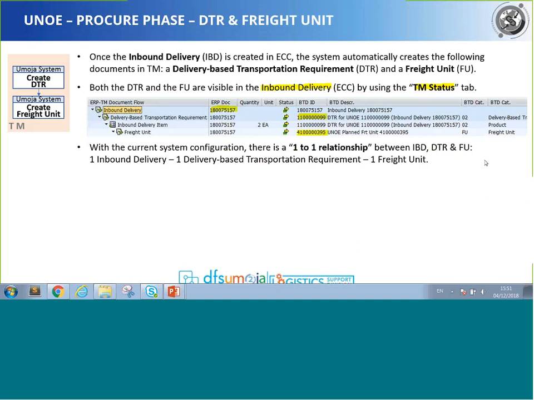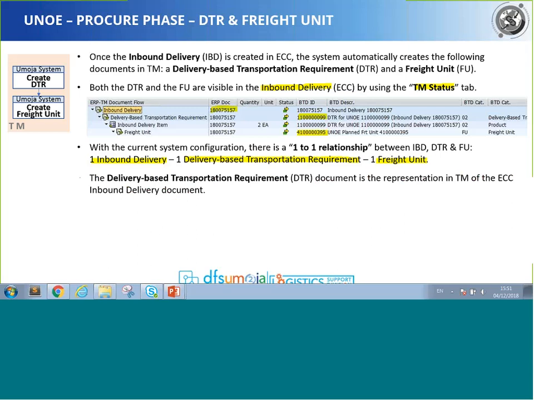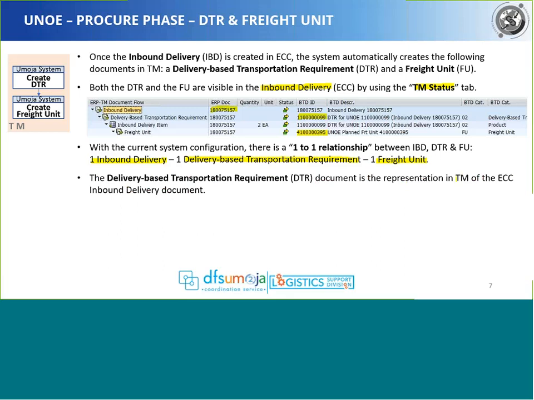With the current configuration, there is a one-to-one relationship between inbound deliveries, DTRs, and freight units, meaning that for each inbound delivery, the system will create one DTR document and one freight unit. So with the current configuration, the relationship is one-to-one between these documents. The DTR document in TM contains the same type of information as the inbound delivery, but in TM. So we will be able to see the DTR already in TM.